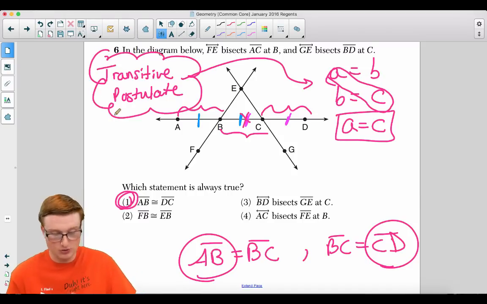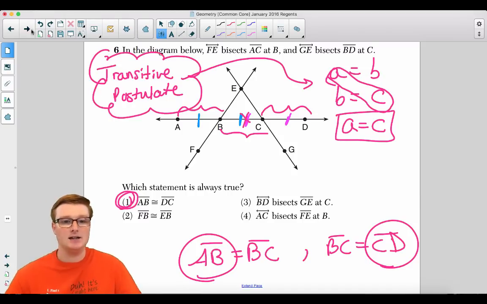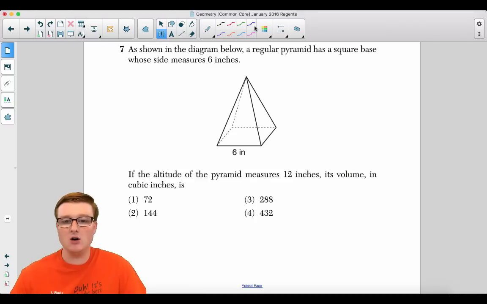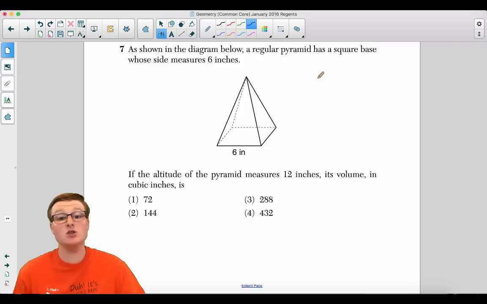So make sure that you know what the transitive postulate is. Number 7, as shown on the diagram below, a regular pyramid has a square base whose sides length measure 6 inches. If the altitude of the pyramid is 12 inches, its volume in cubic inches is what?